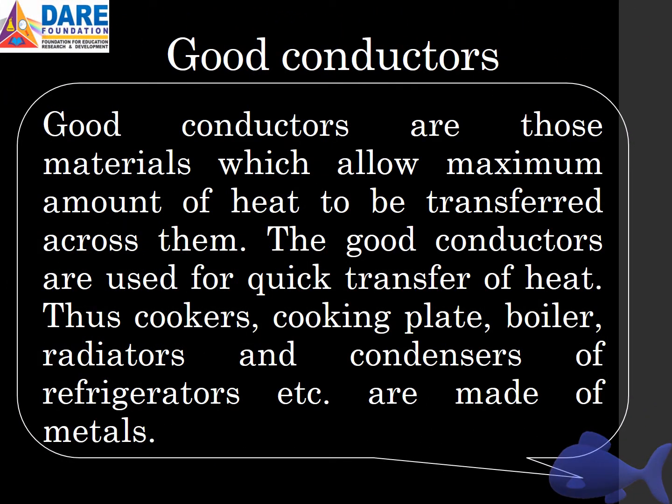There are good conductors and bad conductors. Good conductors are those materials which allow maximum amount of heat to be transferred across them. The good conductors are used for quick transfer of heat. Thus cookers, cooking plate, boiler, radiators, and condensers of refrigerators, etc. are made of metals.